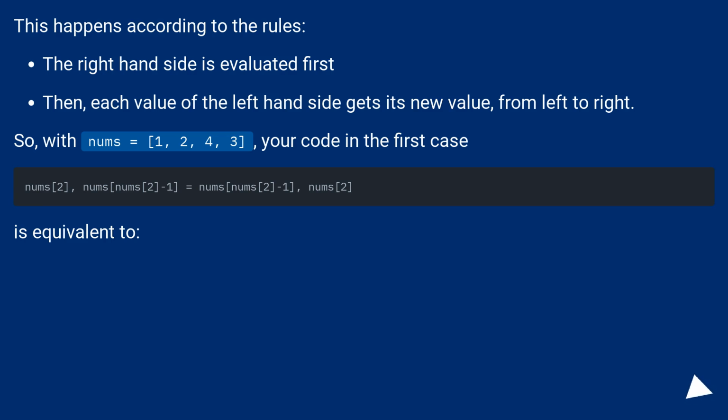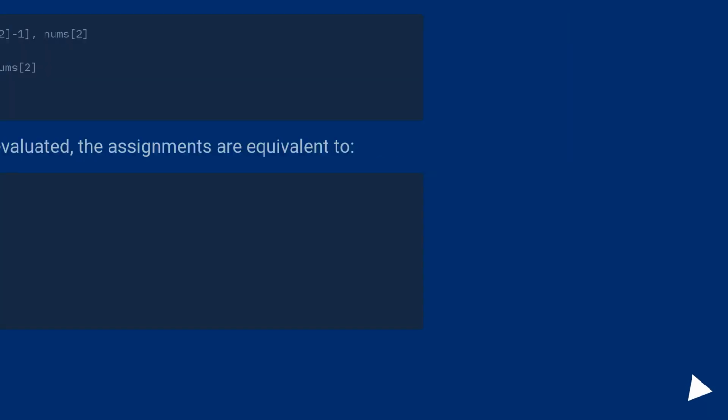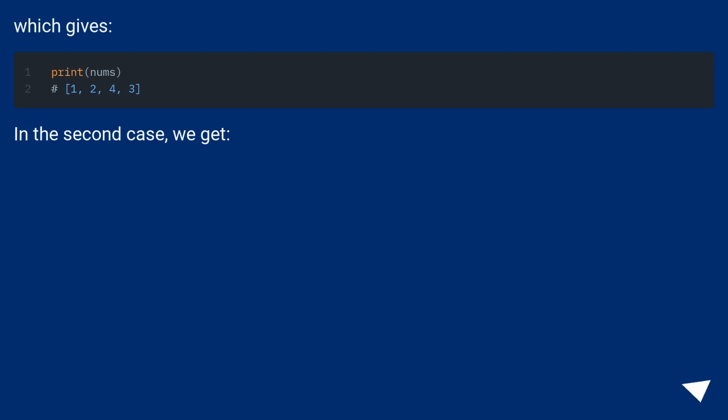The right-hand side is evaluated first, then each value of the left-hand side gets its new value from left to right. So, with nums = [1, 2, 4, 3], your code in the first case is equivalent to this, and as the right-hand side is now evaluated, the assignments are equivalent to this, which gives this. In the second case, we get this.